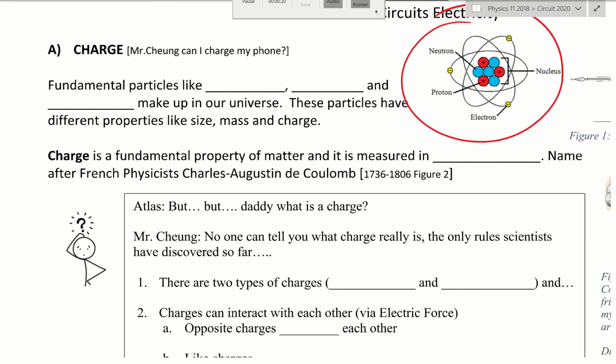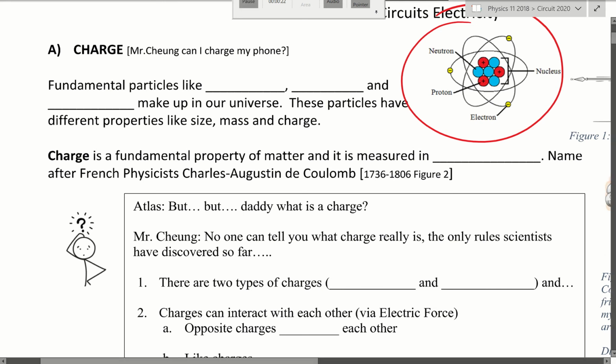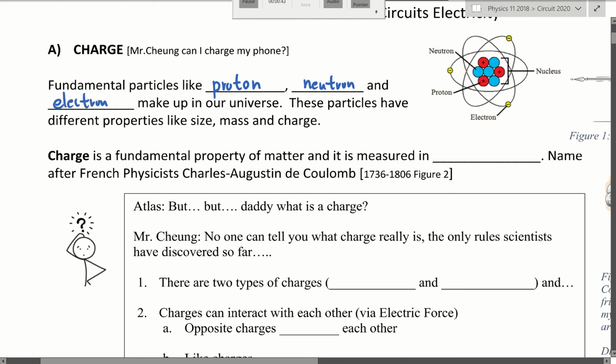We will talk about these atoms. So this is an atom which has neutrons, protons, and electrons, right? So fundamental particles like these, protons, neutrons, and electrons, make up everything in our universe. Proton, neutron, and electrons. Now, they make up everything in our universe.